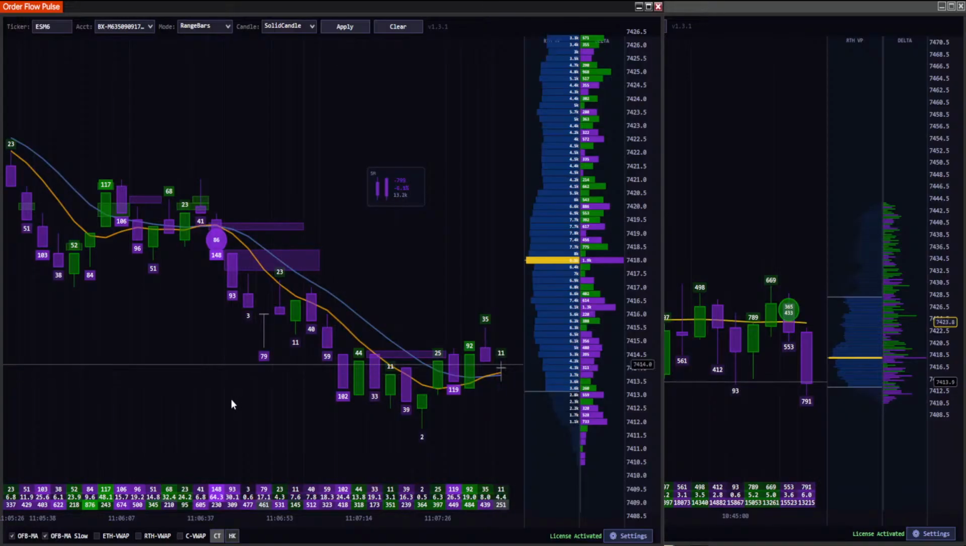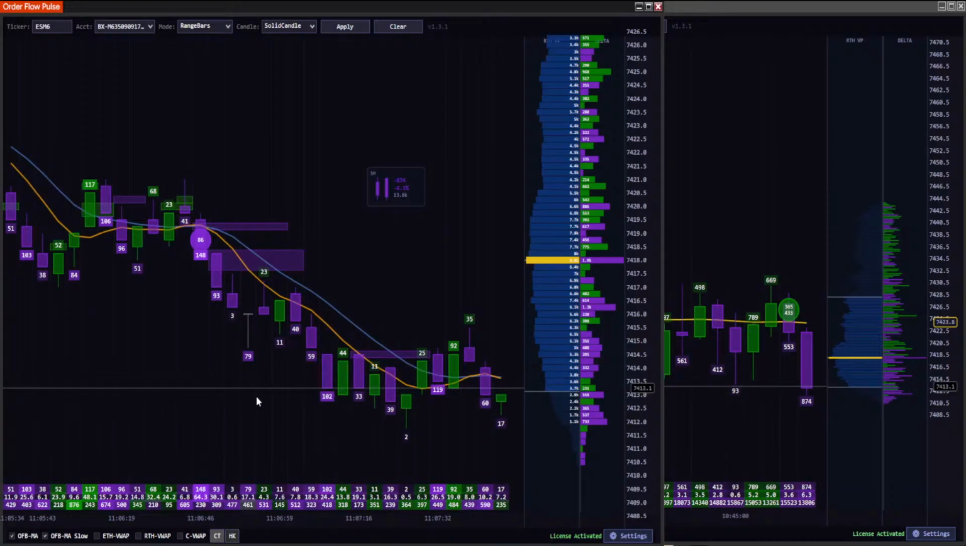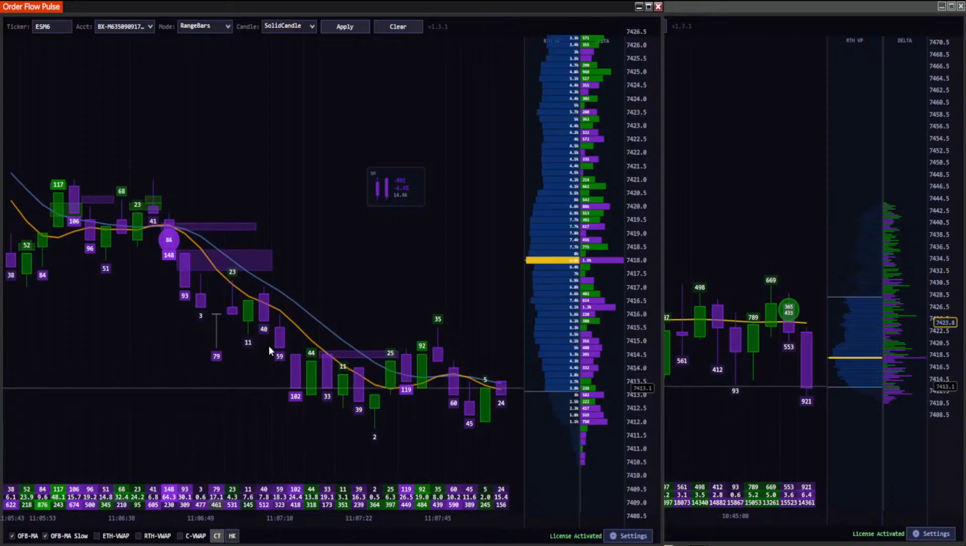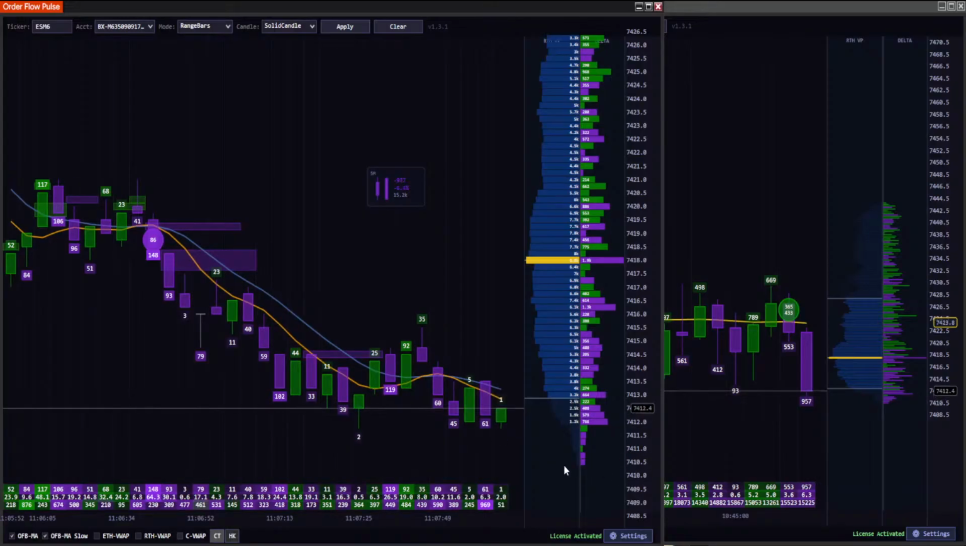Overnight lows is 74.07. We're quite far from it. Seven points on the ES is quite far, folks. We could get there. You got New York session lows at 74.10. I like 74.10. Okay, you get the idea.